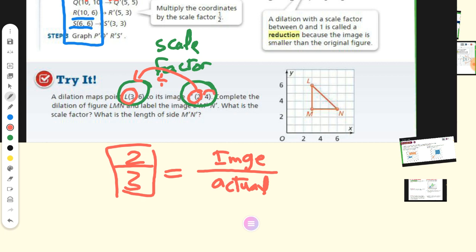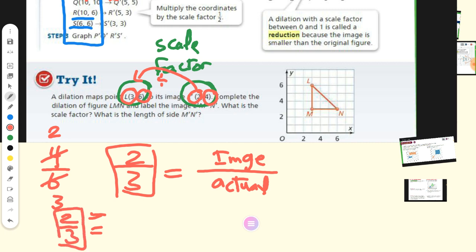Or you can calculate it from the y-axis. It's the same: 4 over 6, simplify, divided by 2, it will be 2 over 3. It's the same, equal to 2 over 3. So the scale factor is 2 over 3.